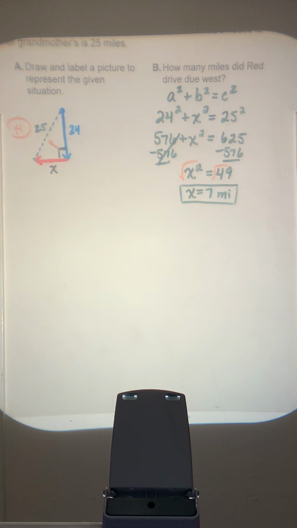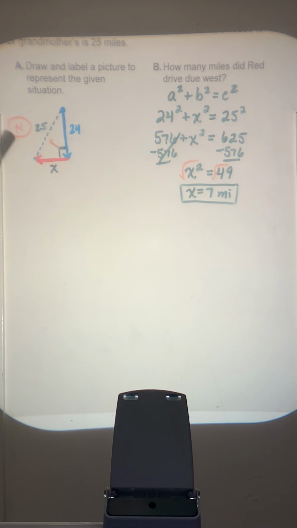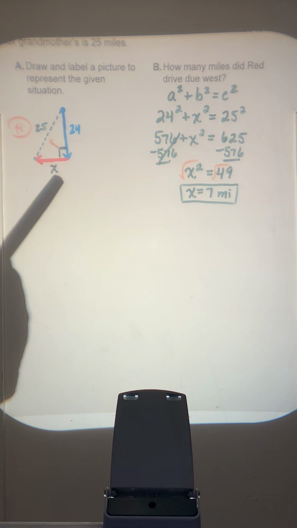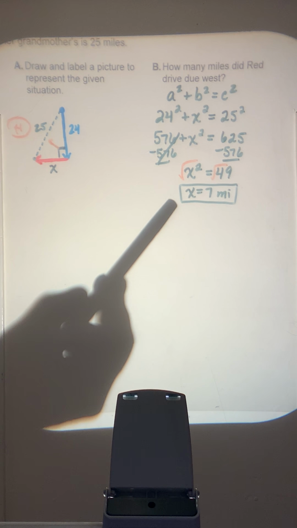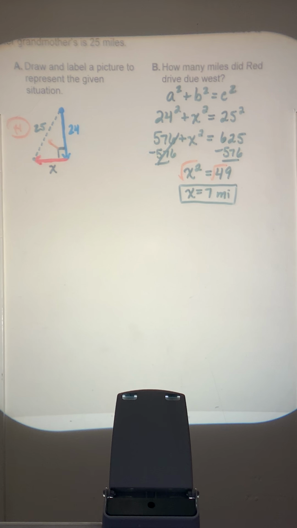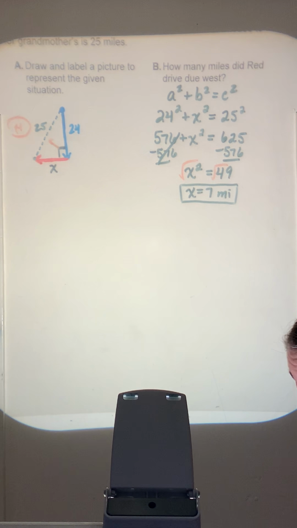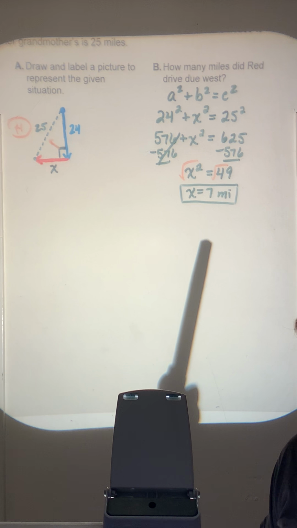Now again, when you look at a right triangle, remember that the hypotenuse is always the longer side. So the fact that we got something smaller than 25 is good. If we had gotten something bigger than 25, we would have known that something must have been wrong. So this is how we're going to draw pictures to represent vectors, and then use the Pythagorean theorem to find the missing side.